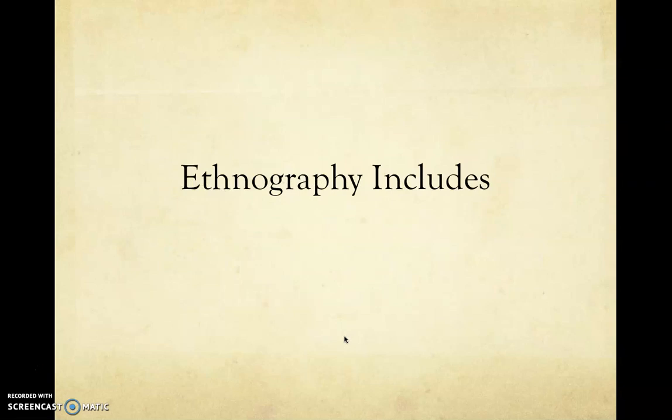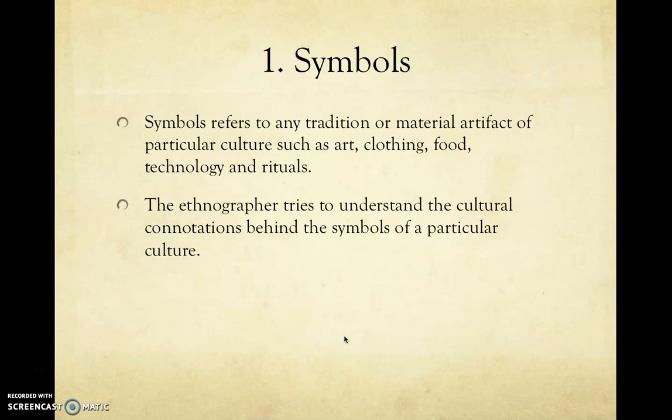Ethnography includes various terms which I am going to share with you. The first term which is included in ethnography is called symbols. Symbols refers to any tradition or material artifact of a particular culture, such as art, clothing, food, technology, and rituals.